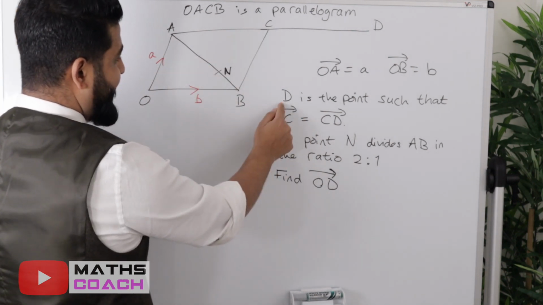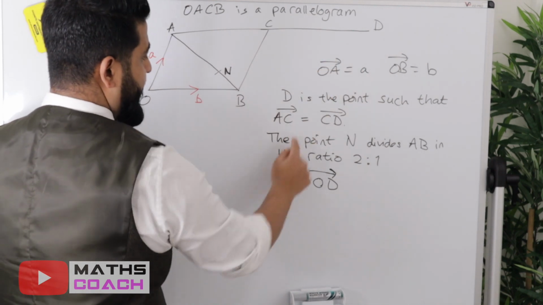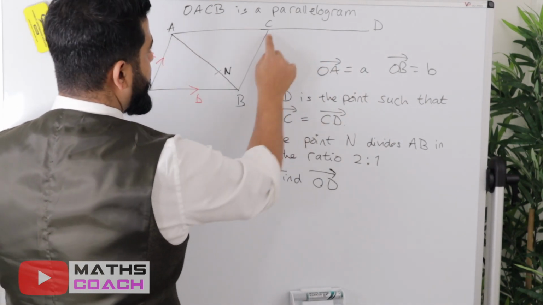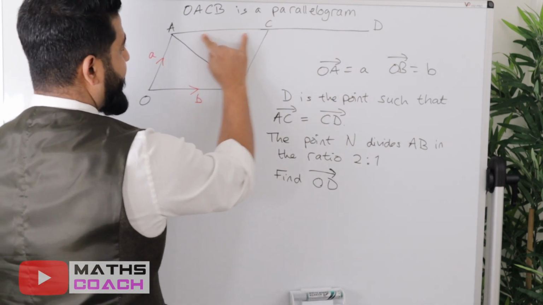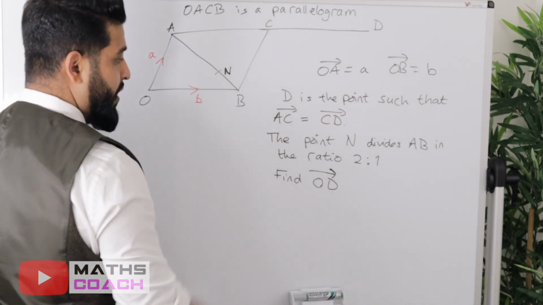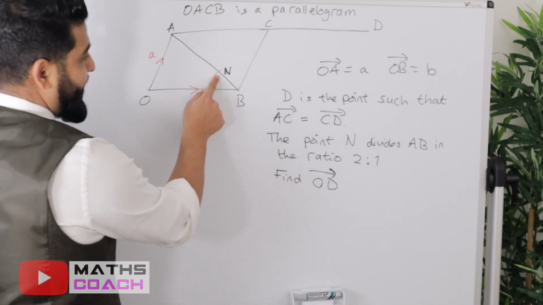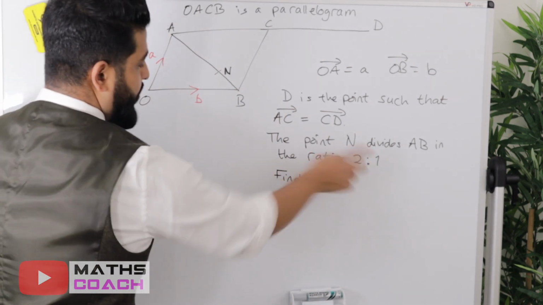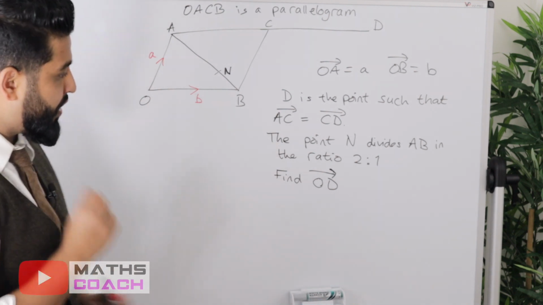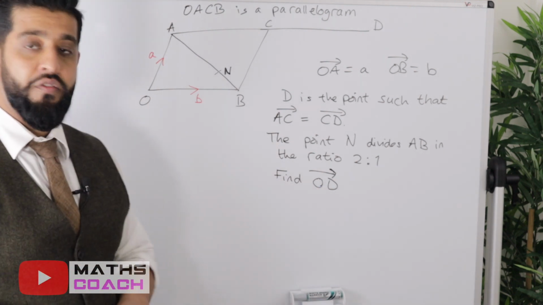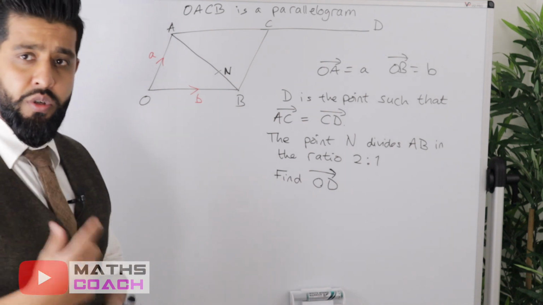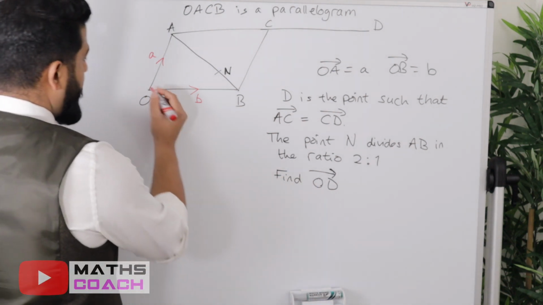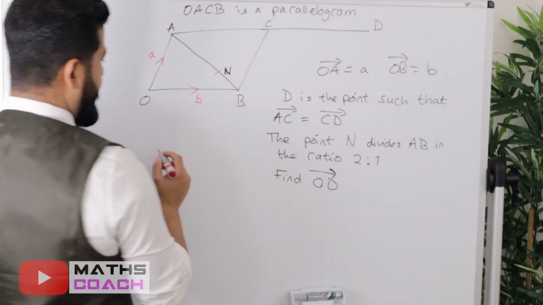We are told that this point D is such that A to C is equal to C to D, which means this length here is the same as that length here. And we're also told that this point N divides A to B in the ratio 2 to 1. More on that later because I've got another question in addition to finding OD. I just wanted to start with something nice and simple. So we want to go from O and we want to end up at D.